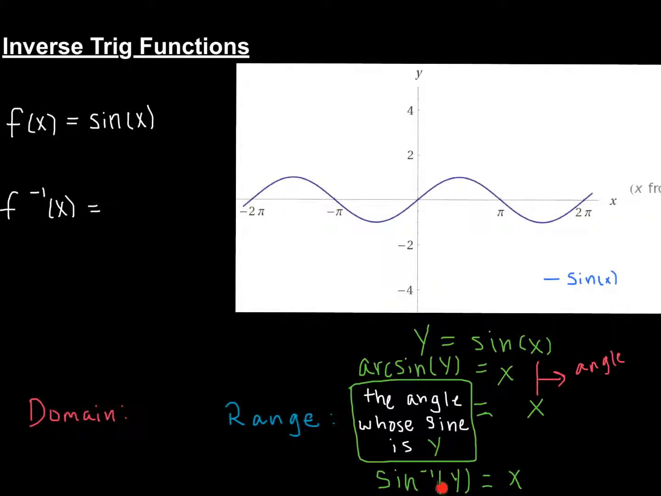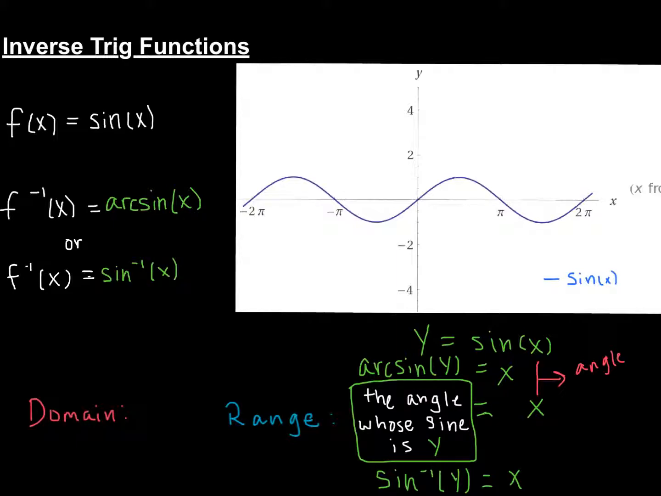And so now, of course, we have a function where the input are the y values, and we always make that switch, where we want the input to be the x variable. So f inverse of x, there are two ways to write this. The first is arc sine of x, or we could write it as sine, the inverse sine of x.